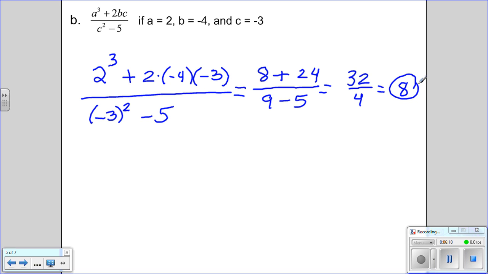Now, some of you might be saying, we didn't really follow the order of operations here because I added 8 plus 24 and I subtracted 9 minus 5, and then after that I divided, and that's not what the order of operations says. Well, the order of operations is a little different when you're dealing with fractions. You need to evaluate the numerator as one expression, the denominator as another expression, and then always your last step is going to be to simplify your fraction. So we worked on the top, we worked on the bottom separately, and then your last step, because 32 over 4 simplifies, you're going to reduce it or divide it and get 8. That's how you deal with those fractions.